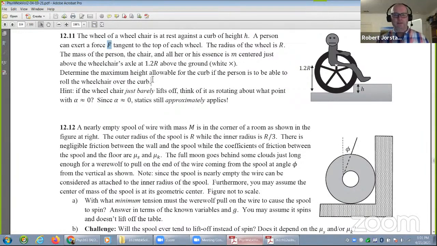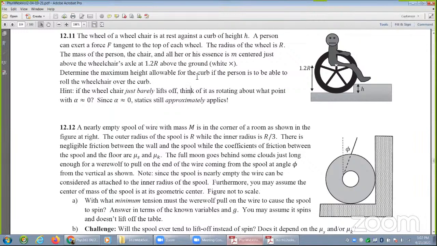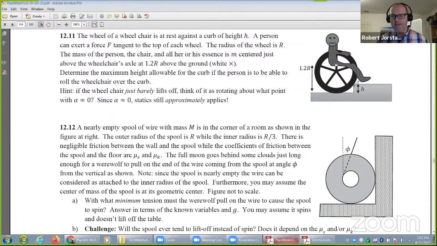All right, now think. This is indicative of a general class of problems that's a little bit weird. I want you to note this fact. This is a big deal. If the wheelchair just barely lifts off, where is it rotating? Where is the pivot point? Can you say the pivot point is the corner of the curb? Yes, that's the obvious pivot. So the idea is they're going to be rotating about this point with what value of alpha approximately if they're just barely able to do it?